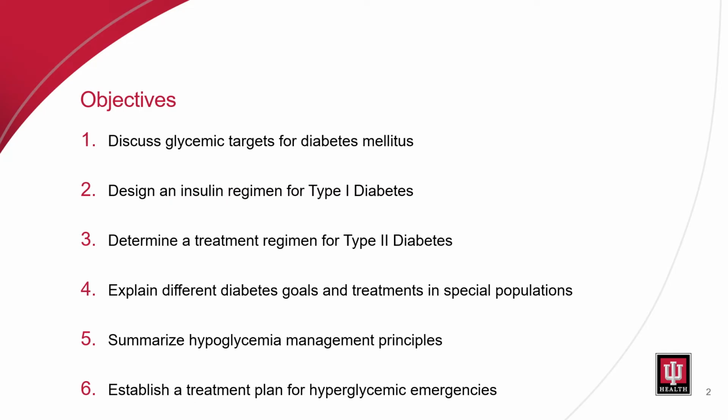Our objectives for today's lecture are to discuss glycemic targets for diabetes, to design an insulin regimen for type 1 diabetes, to determine a treatment regimen for type 2 diabetes, to explain different diabetes goals and treatments in special populations, to summarize hypoglycemia management principles, and finally, to establish a treatment plan for hyperglycemic emergencies.